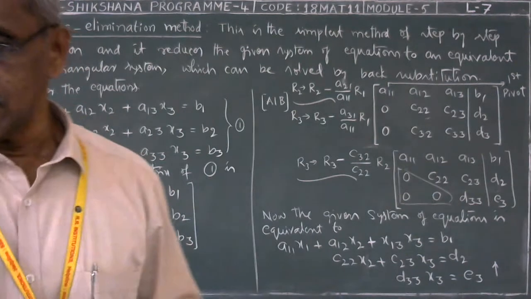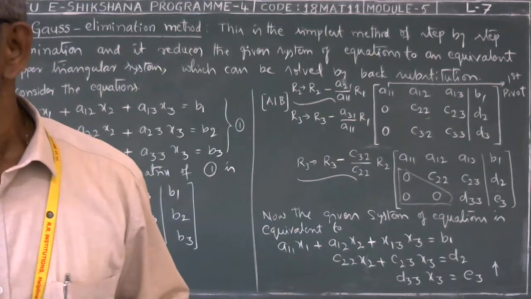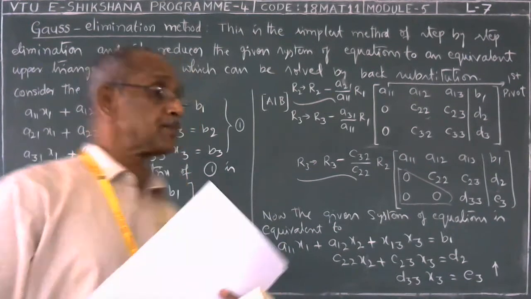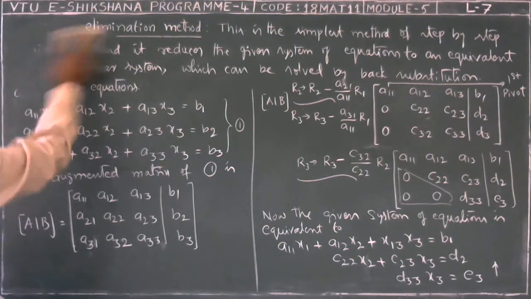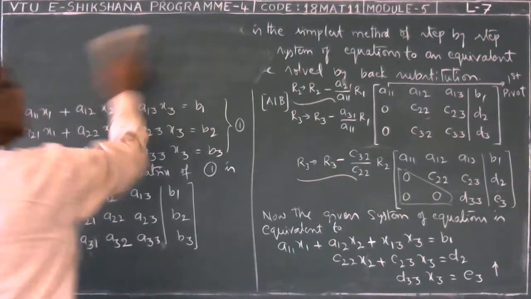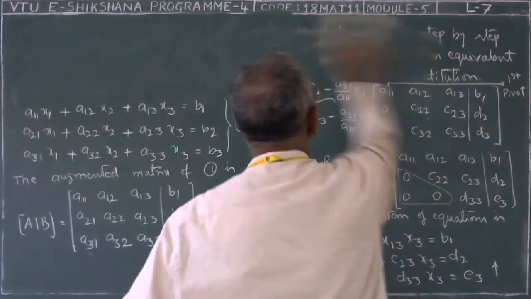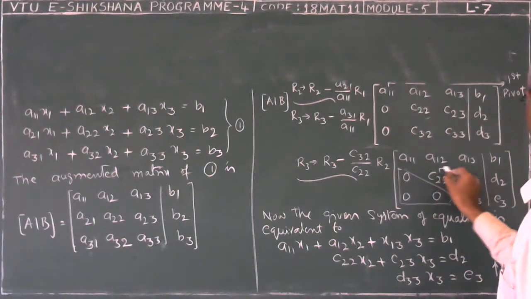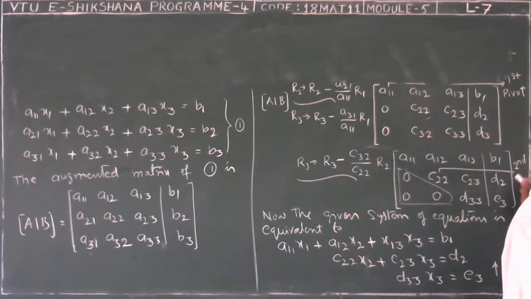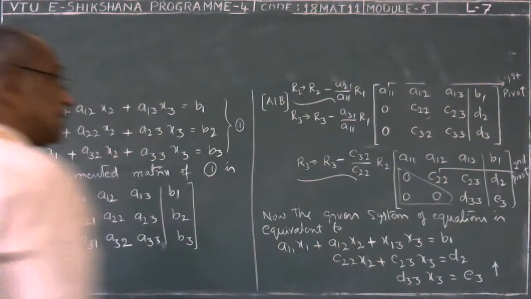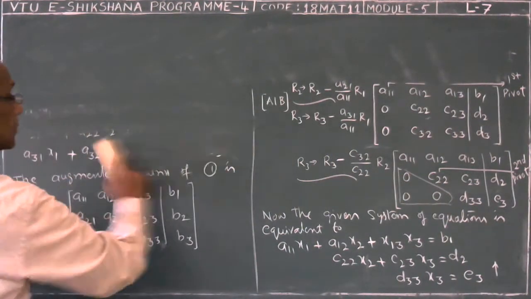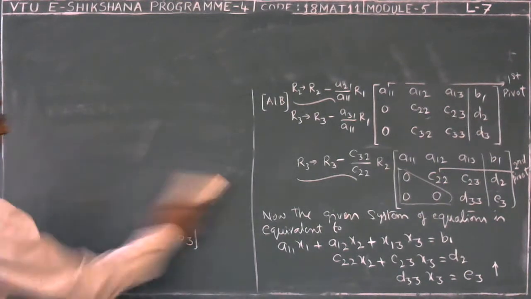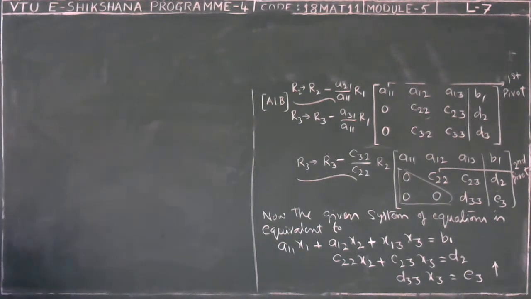So with this illustration, let me consider an example. C22 is called the second pivot. Okay. Let me consider this problem.